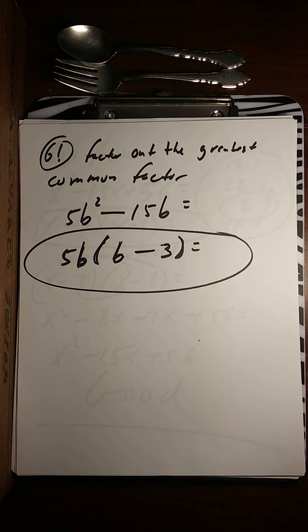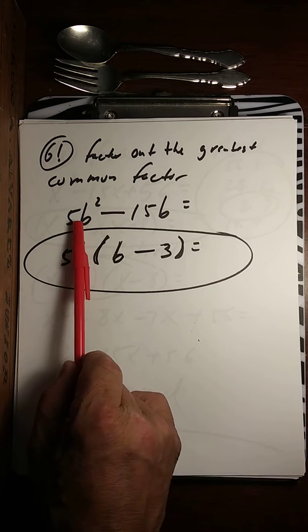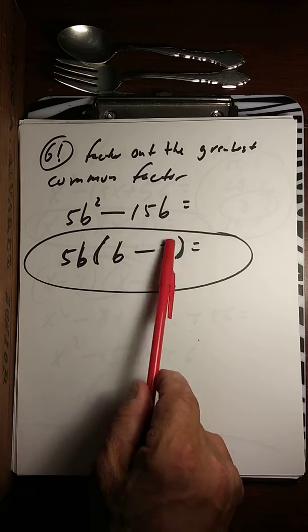Factor out the greatest common factor. So 5b times that, is that 5b squared? Yes. 5b times that, negative 15b? Yes. That's it.